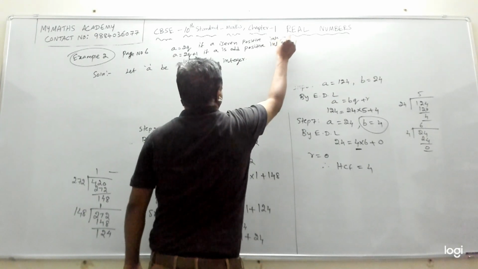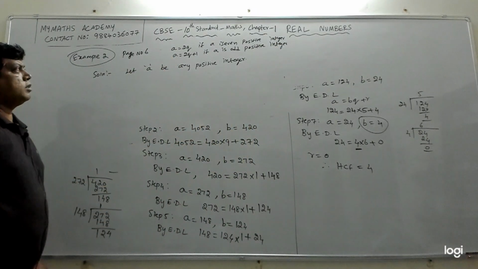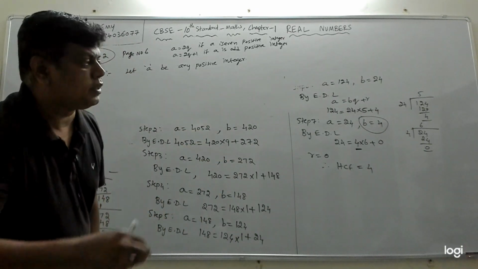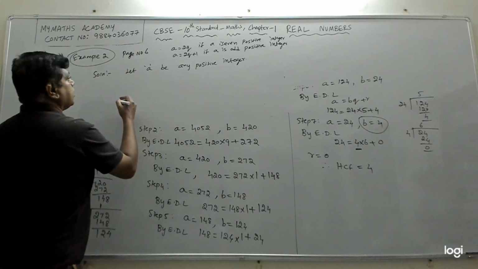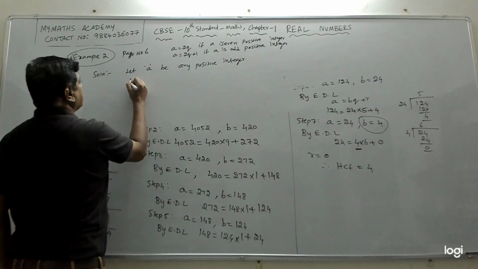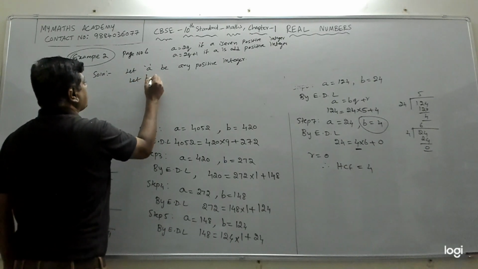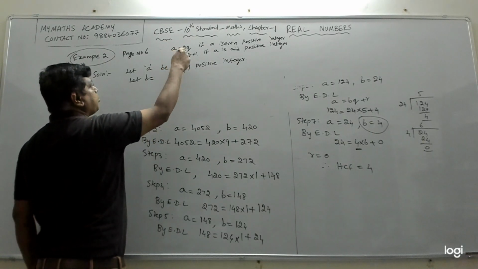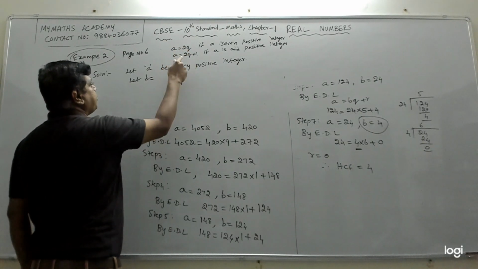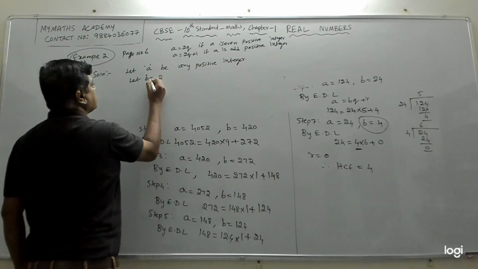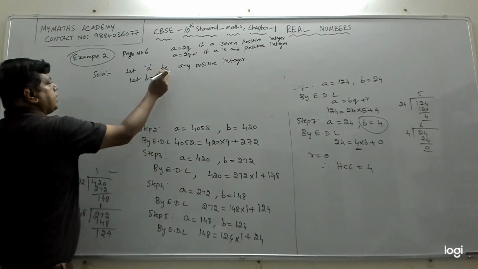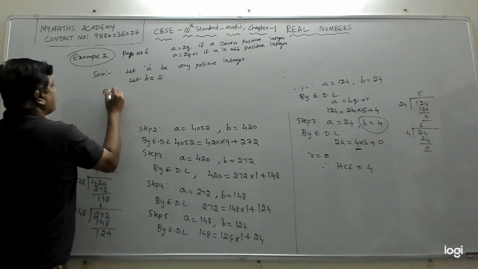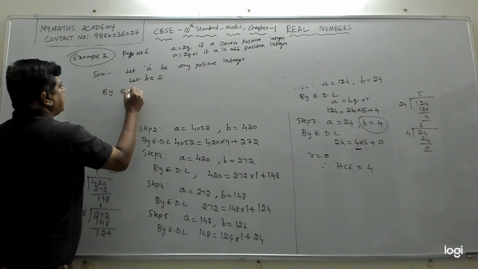So this is the question. You have to prove this, right? So we'll start with: let A be any positive integer, and let B be equal to 2. You should always take B as 2 whatever you have to prove A as, if we have to prove it is 2Q or 2Q plus 1. So A is any positive integer and B I am taking as 2. Then let's apply Euclid's division lemma, EDL.